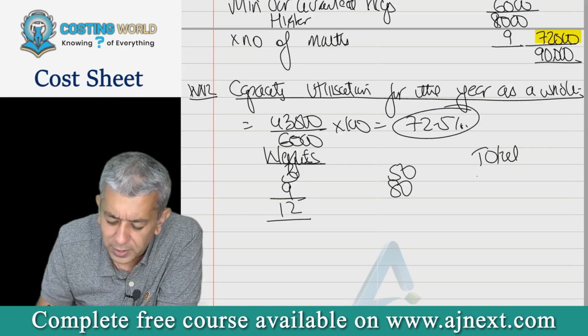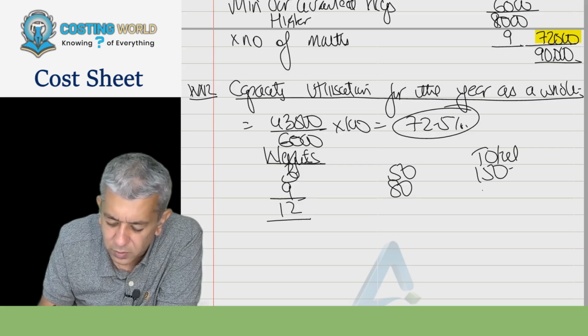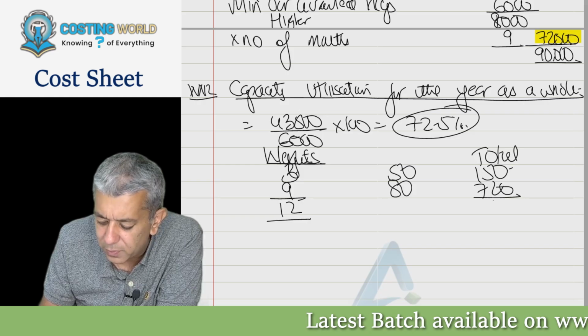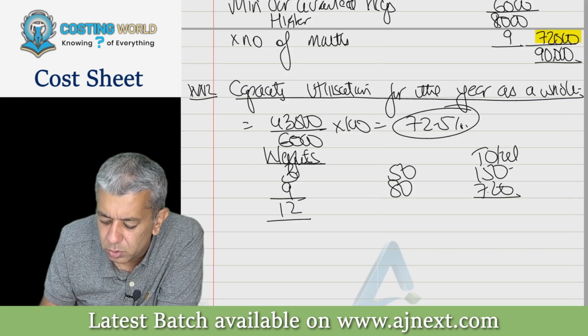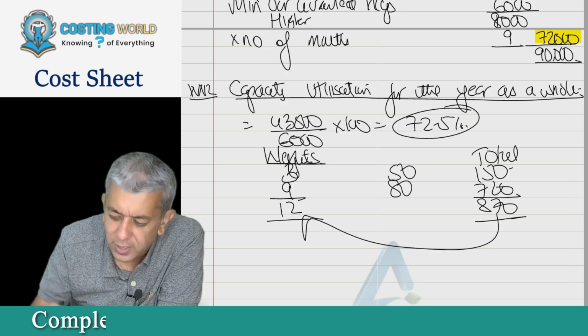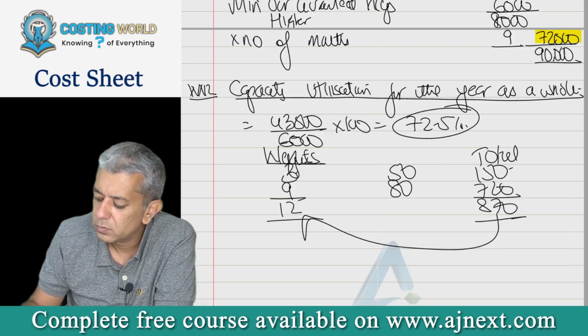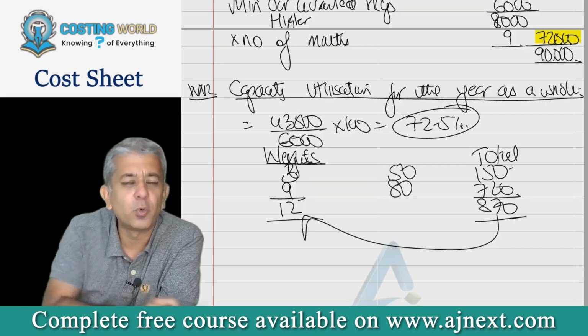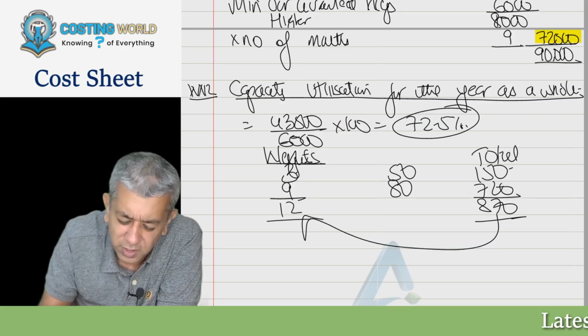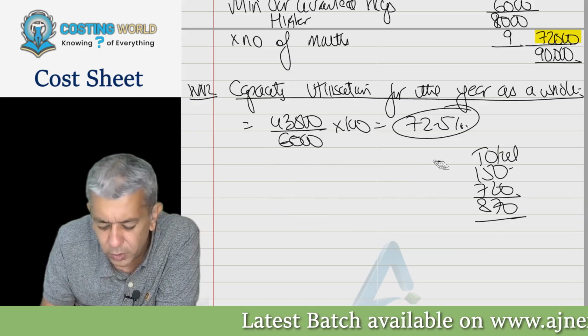So you multiply this. This will come to 150. This will come to 720. You total it up. This will come to how much? 870. Take your calculator. Do 870 upon 12, please. So 72.5. You could have done it like that also. So in any case, we have done it by one method. That's enough.